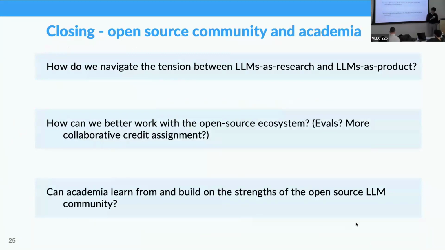I think doing the Alpaca project has been a really interesting experience, thinking about the relationship between the open source community and artifact releases in academia. One of the high level questions is how do we navigate this tension between LLMs as research artifacts and chatbots as user-facing objects? How can we better work with and harness the energy and power of the open source ecosystem? It would be nice if we could learn from and build upon a lot of what the open source folks are doing. I think there's a lot of interesting things there, even if it's not quite the careful, rigorous stuff that academics traditionally like.